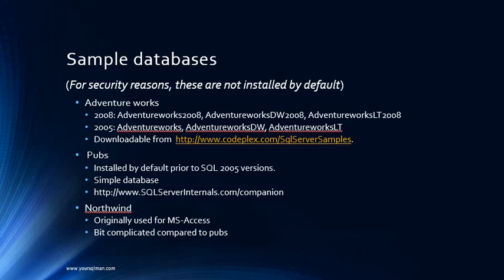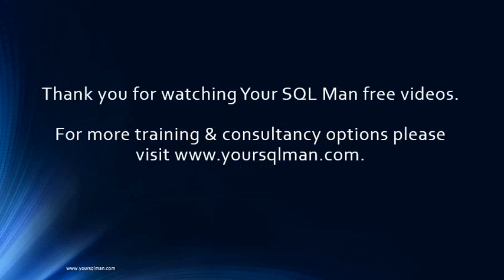And this can be downloaded from codeplex.com/SQL Server samples. The next database is PUBs. It was installed by default prior to SQL 2005 versions, and it's a simple to use database, and this can be downloaded from SQLServerInternals.com/companion. Northwind. This was originally used for MS Access but not for SQL Server, and it's a bit complicated compared to PUBs.